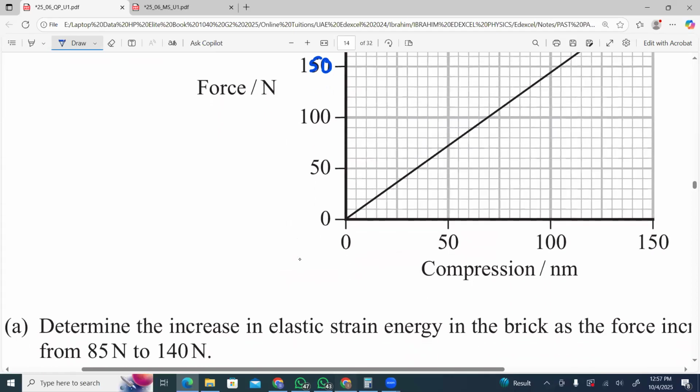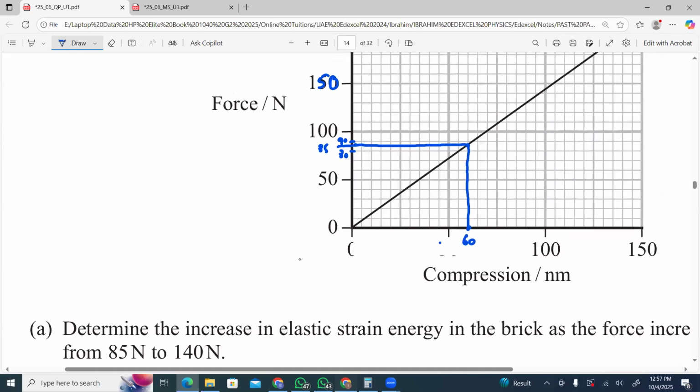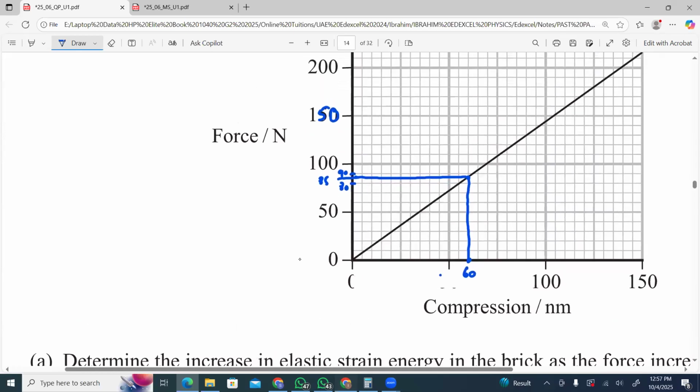So 85 is where, 60, 70, this is 80, this is 90. This is somewhere in between, okay? And I need to take this line to the end here, and it is falling up to 50, 60, 70, 80, 90. So it's 60. And they have mentioned 140. So 140 is this point. So I'll take this line up till here.